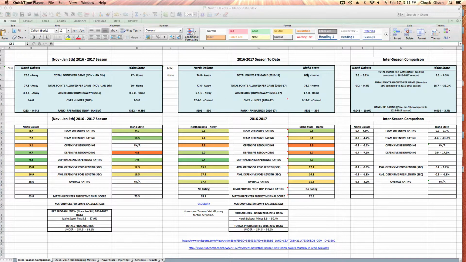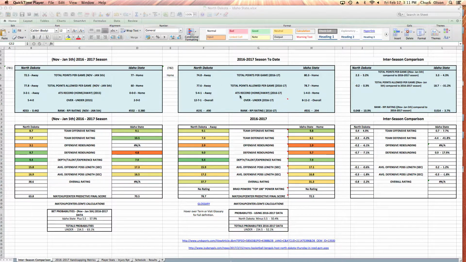We're going to look at North Dakota versus Idaho State, and we can look over at the comparison to see how they've done since January 5th for the rest of the season. At this point, we can see North Dakota scoring a little more, and Idaho State is also scoring a little more. North Dakota is giving up fewer points, albeit a very small amount, but an important element here is that Idaho State is giving up much more, almost 31% more points at home than they were at the beginning of the season.